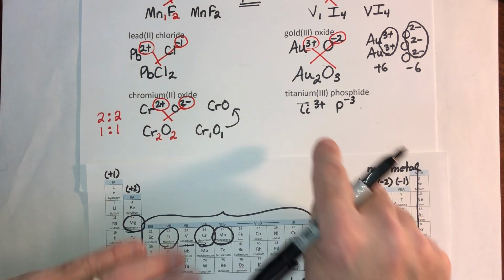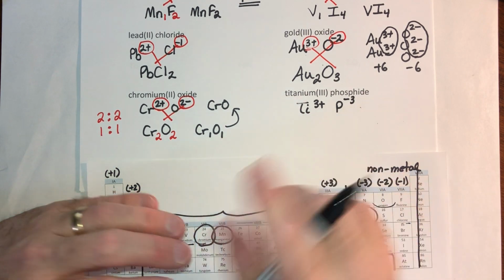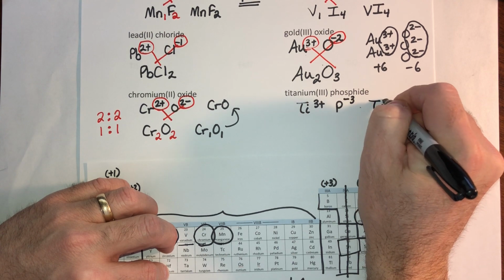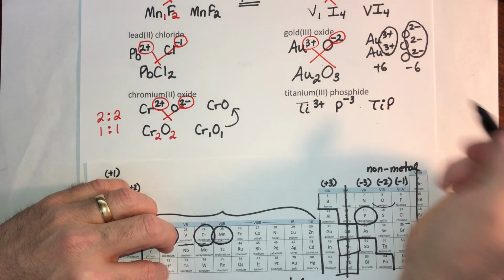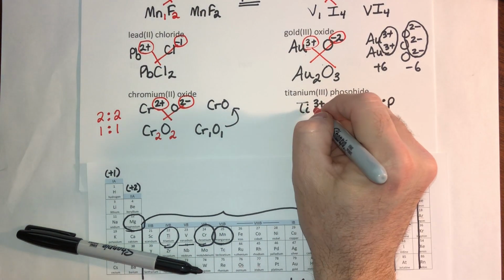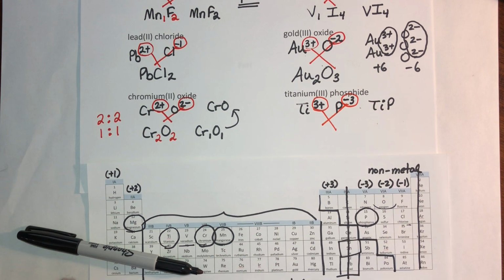And you can see that I've given you another perfect pair. You've got 3 positives, you've got 3 negatives, they just match perfectly. If they match perfectly, you only need one of each, TiP. But if you've decided that you really like taking the charges and using those to figure out how many, that'll work for you too.